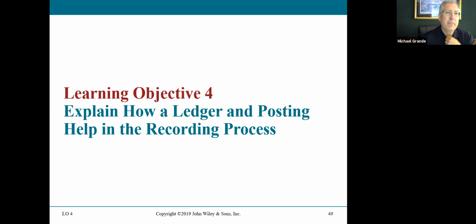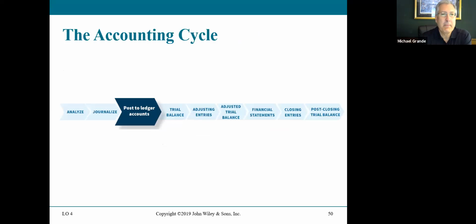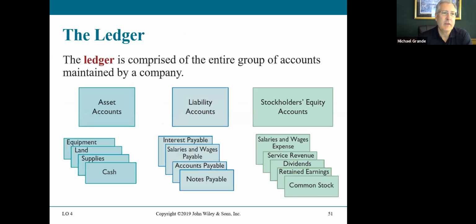Learning objective 4. Explain how a ledger and posting help in the recording process. So we just learned how to prepare journal entries. Now we know how to post them. The ledger is comprised of an entire group of accounts maintained by a company. Some typical asset accounts are cash, supplies, land, equipment, and can also be inventory, prepaid expenses, accounts receivable. Some liability accounts: interest payable, salaries payable, accounts payable, notes payable.